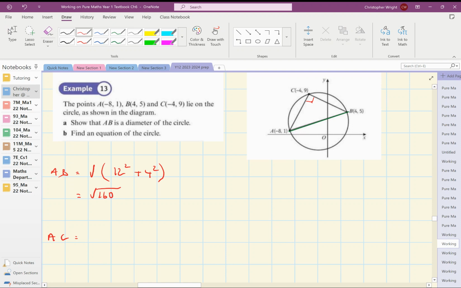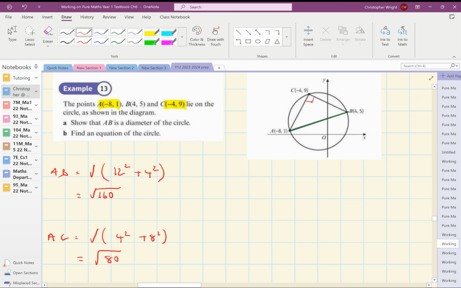AC. Right, here's A, and here's C. So the distance from A to C is the square root of the difference in the x-coordinates, which is 4, squared, and 8 squared. 4 squared is 16 and 64 is 80, so that's root 80.